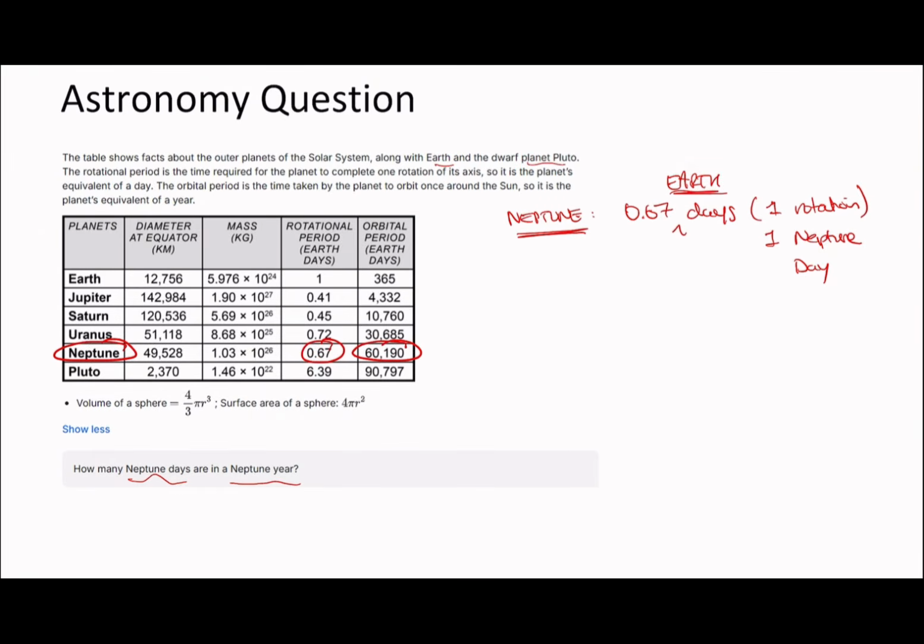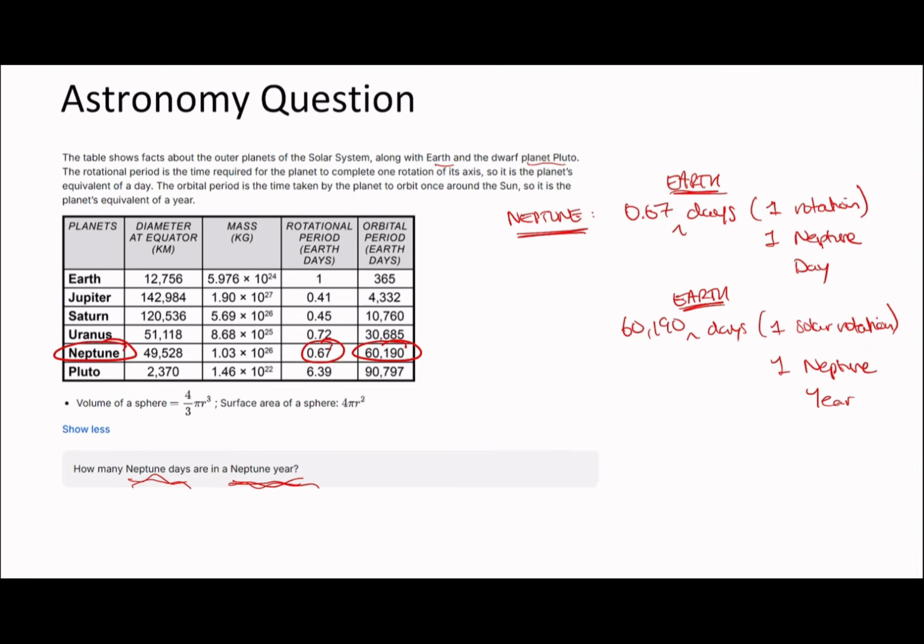And then if you keep going, it says the orbital period is the time taken by the planet to orbit once around the sun, so it's the planet's equivalent of a year. So therefore, for Neptune, 60,170 Earth days is one solar rotation, so one time around the sun, and that's equivalent to one Neptune year. So it's not too bad now if you think about it.